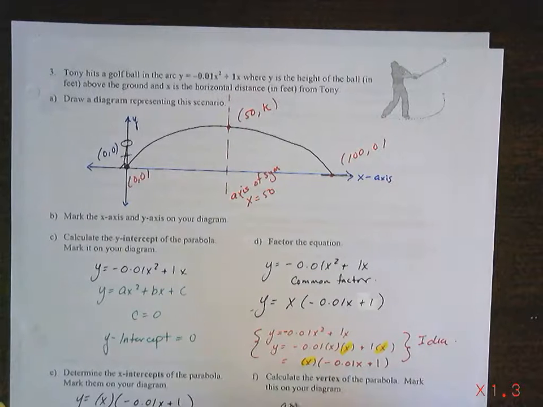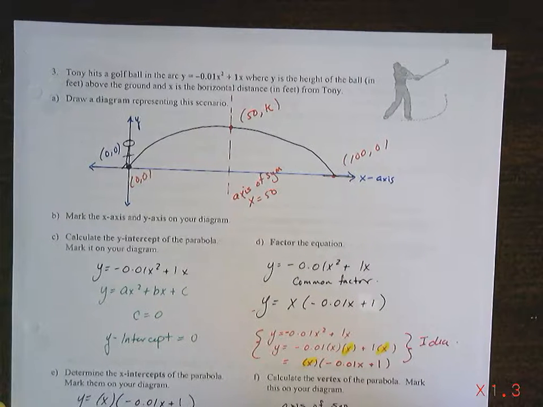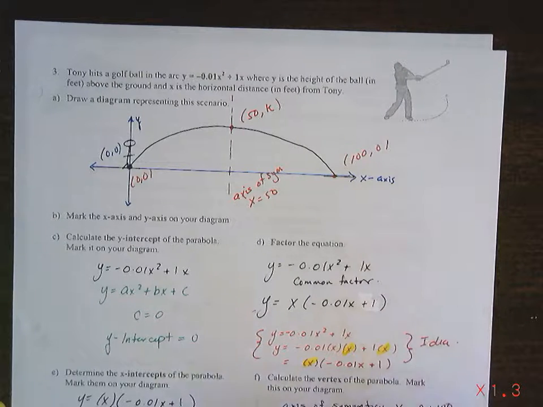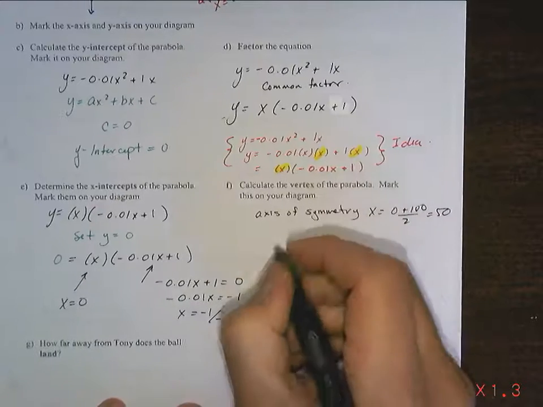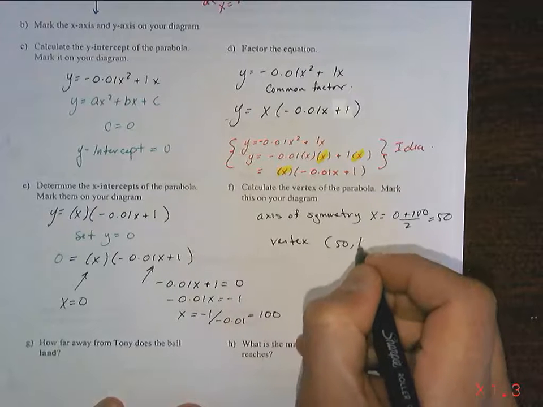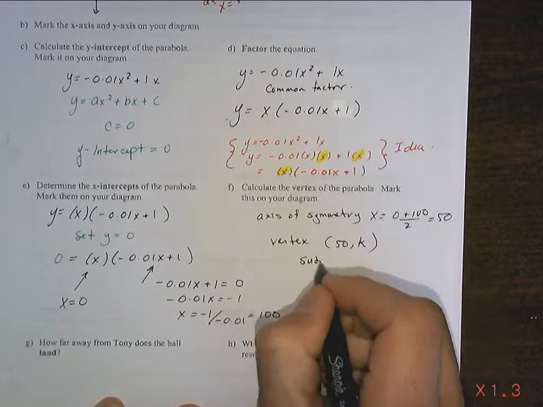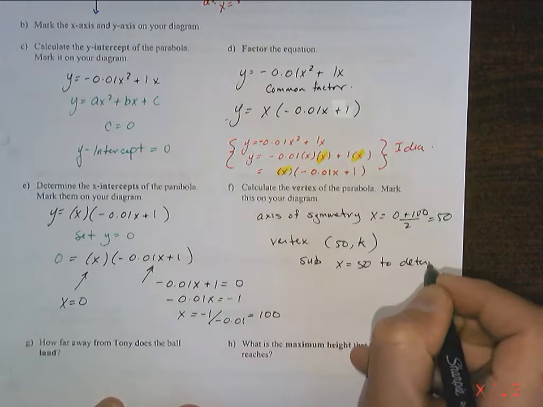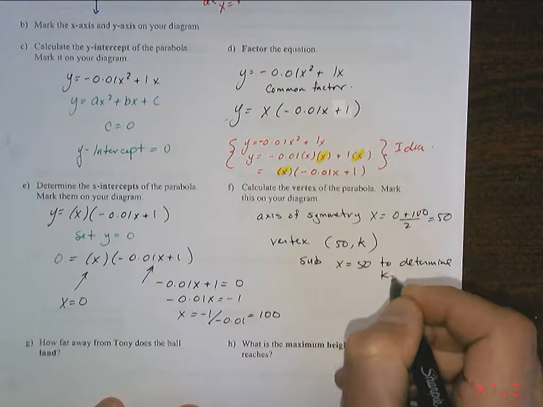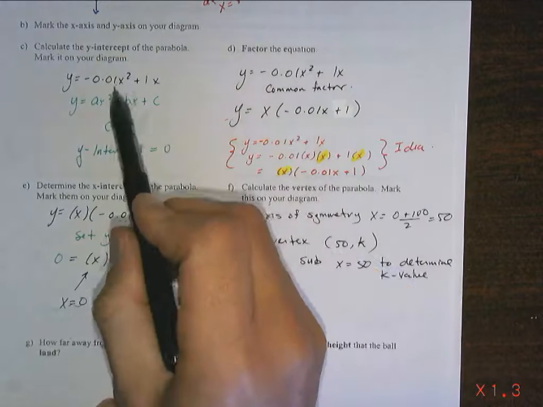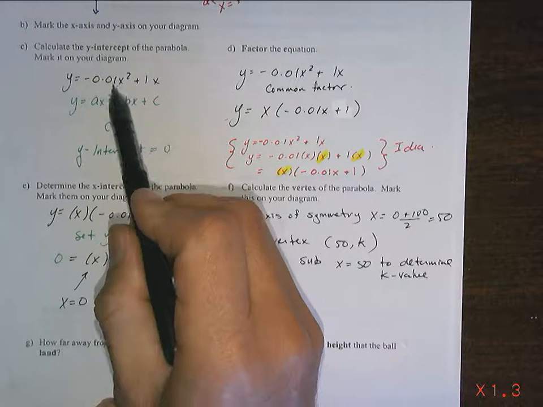So axis of symmetry is going to be x equals 0 plus 100 divided by 2, which is 50, which means that my vertex is going to be at 50, k value. We're going to sub x equals 50 to determine the k value. Now it's up to you. I can plug it in here, or I can plug it in here. I'm going to plug it into this one this time.